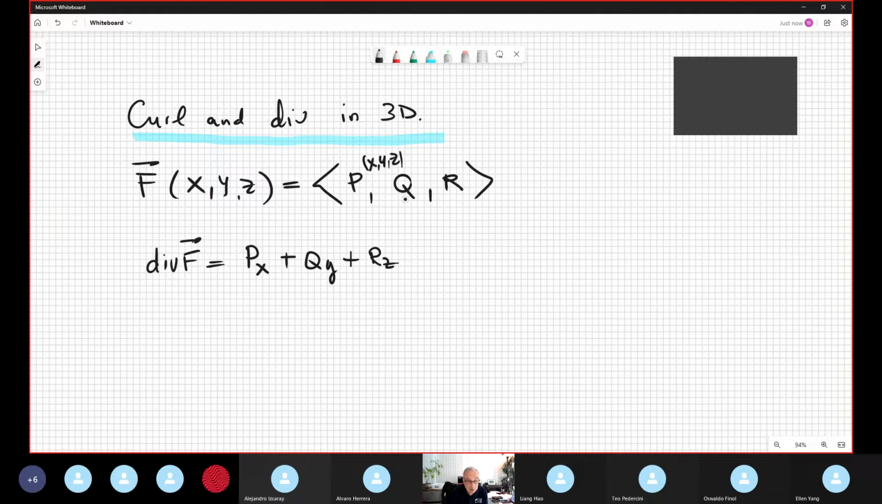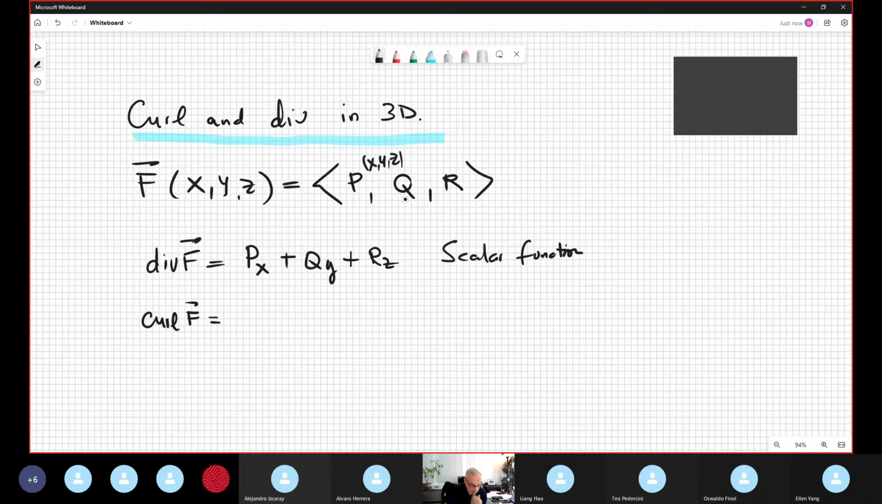And it's important to understand that the divergence is a function depending on the variables. Of course, it's a scalar function. However, the curl, no. The curl in 3D is a vector. It's important you understand. In 2D, the curl is not a vector, it's a scalar.